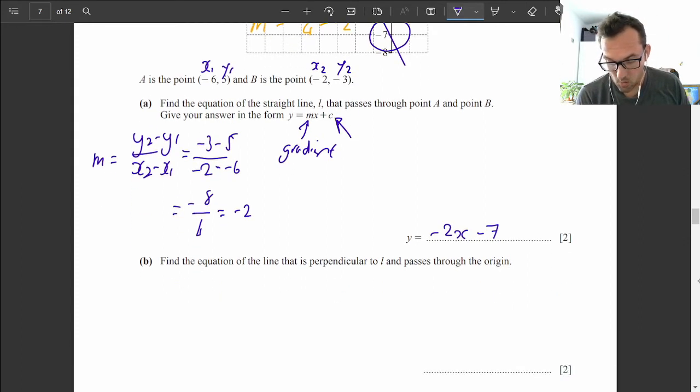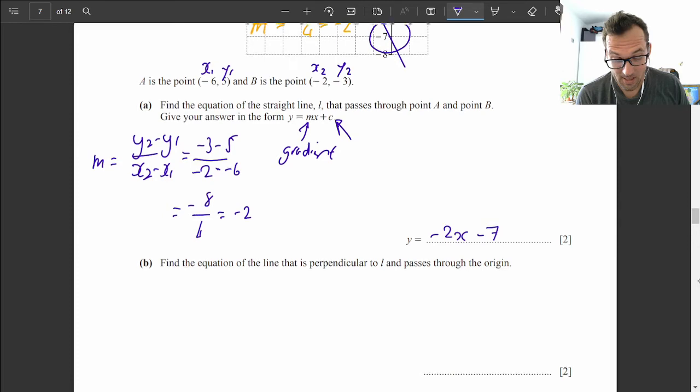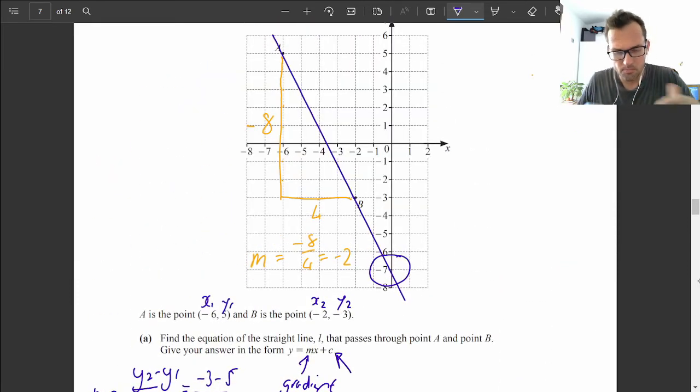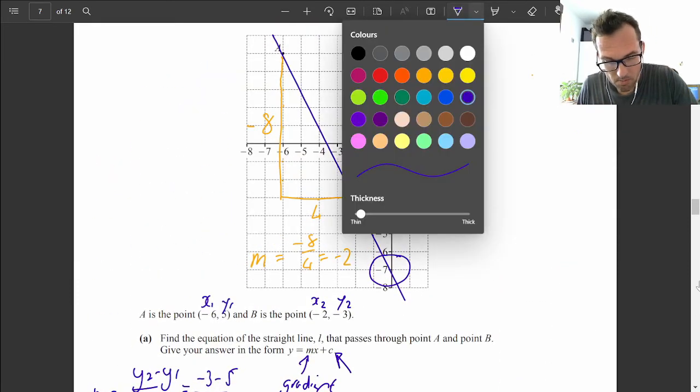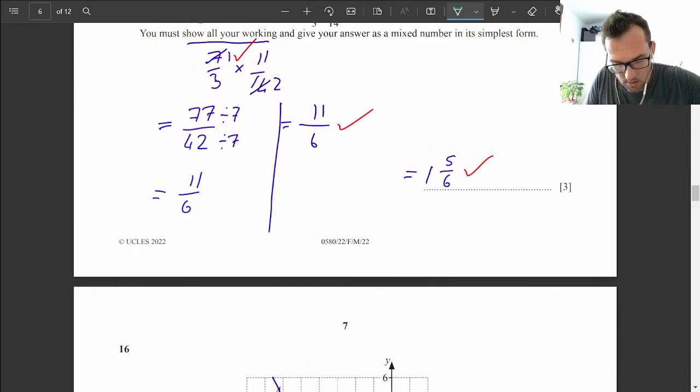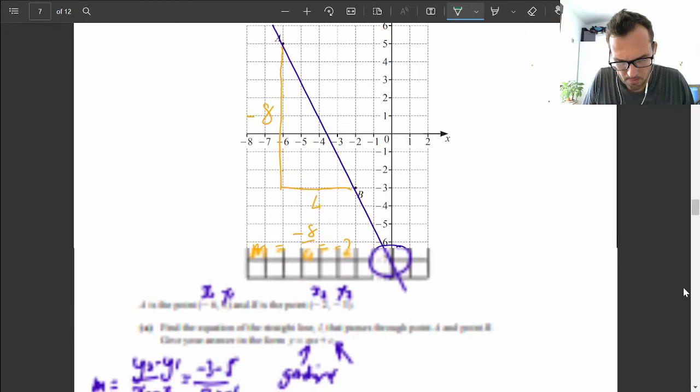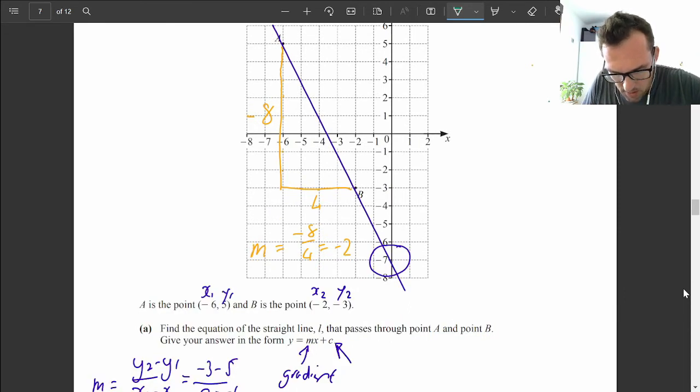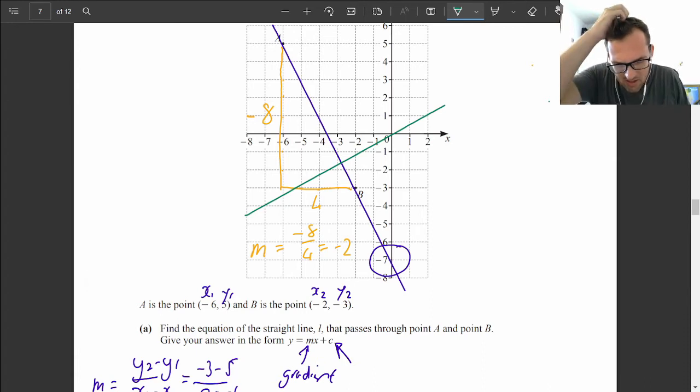Question B, find the equation of a line that is perpendicular and passes through the origin. They helped us a lot here by giving us this sketch. That makes it really easy. So let's draw a perpendicular line that goes through the origin over there. Looks something like this. Okay, now reading the gradient of this line is going to be a little bit harder.